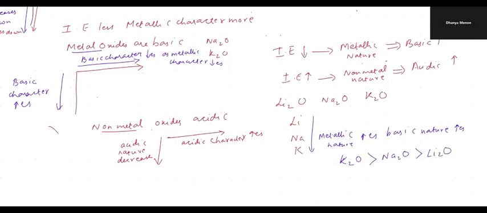Okay, students. So in this video, we discussed ionization energy. What is ionization energy? How does it affect the different elements along the period and down the group?